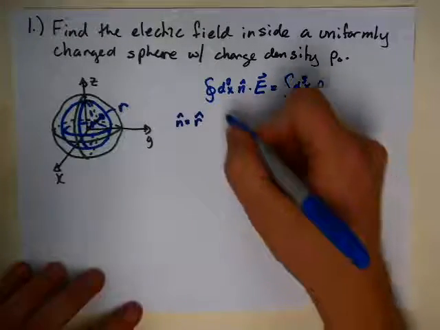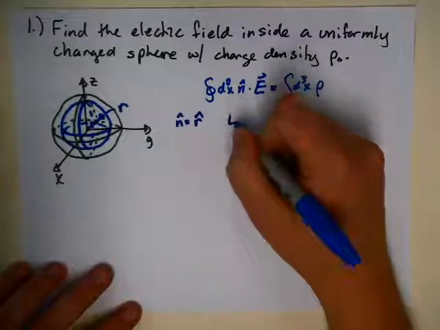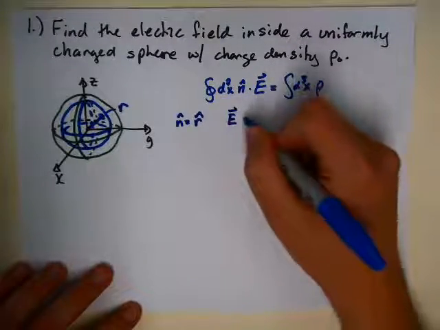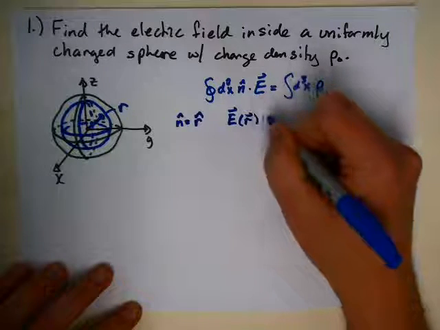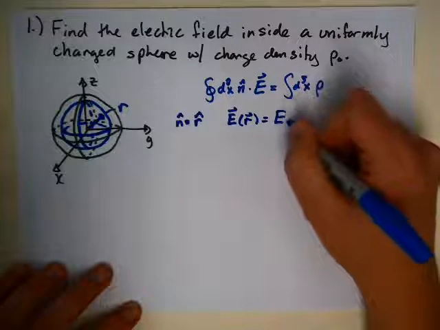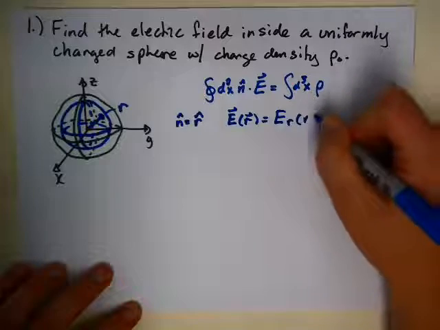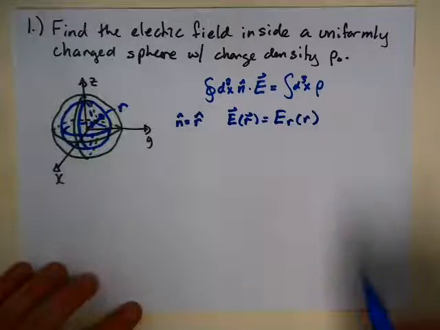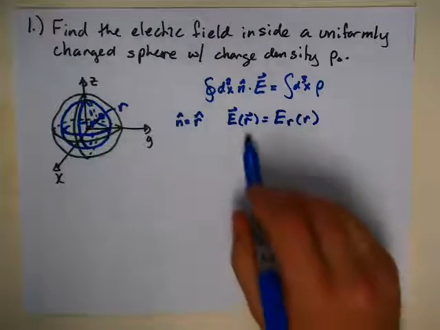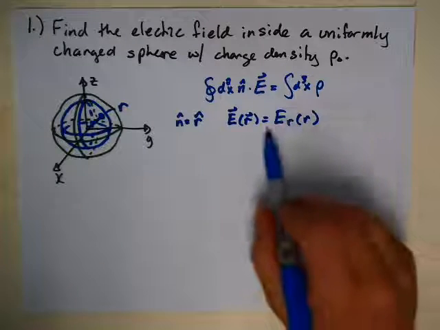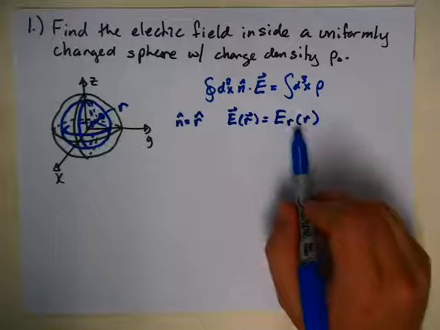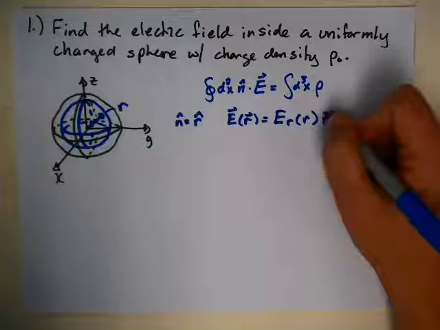hat vector. And for reasons of symmetry, we are going to be able to state that the electric field is only going to point in the radial direction and can only depend on the distance from the center. So the electric field as a function of the radial vector r is going to simply be the electric field E_r in the r hat direction.